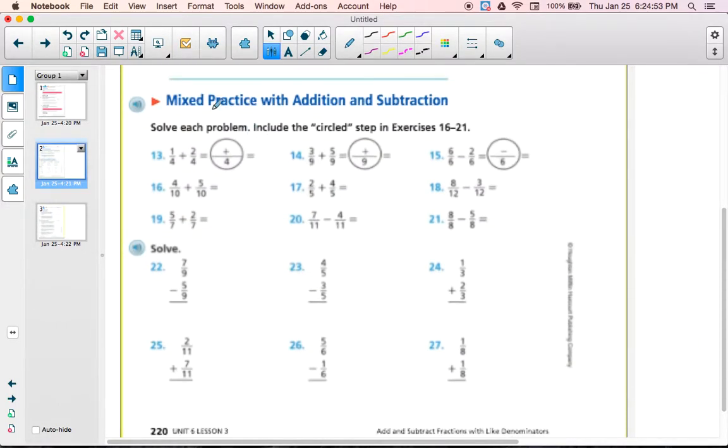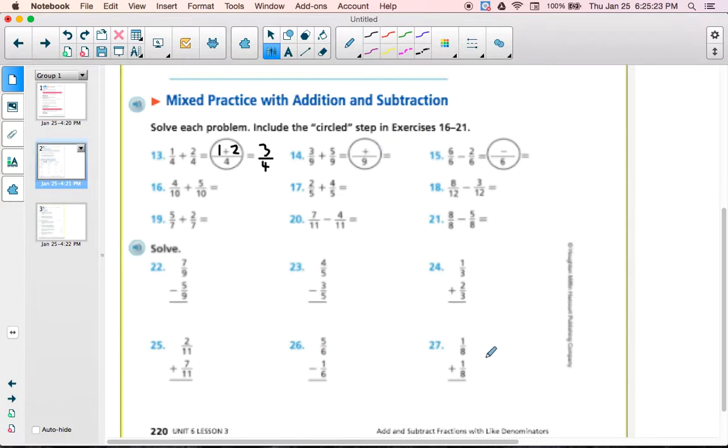Now the rest of the page is just giving you some mixed practice with addition and subtraction. These first problems 13 through 21 are meant to be done like this. You have 1/4 plus 2/4 equals 1 plus 2/4 for a total of 3/4. So add these two fractions together, show it, and then write the final answer out here.